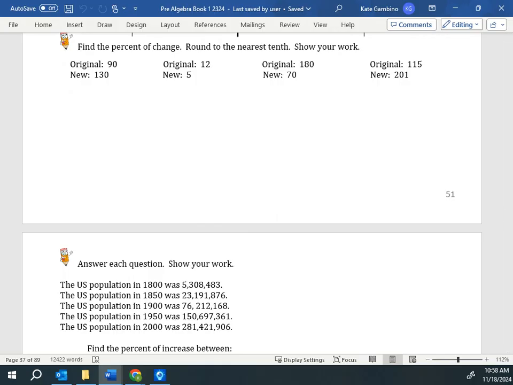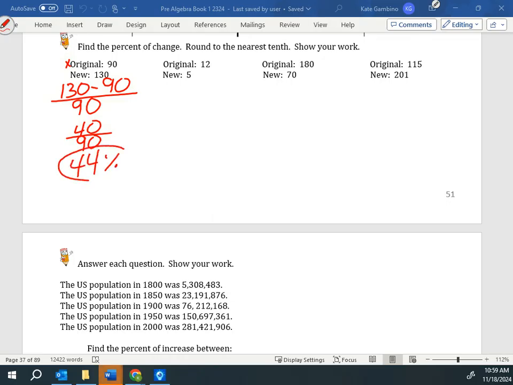So we need to put the big number first, subtract out the small number. So 130 is bigger, minus the 90, divide by that original price. 130 minus 90 is 40, divided by 90. What is 40 divided by 90, Graham? 44%.